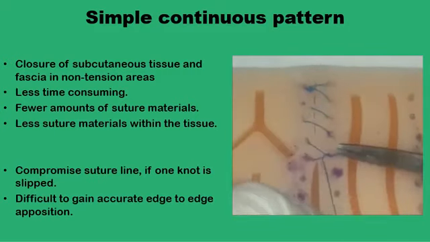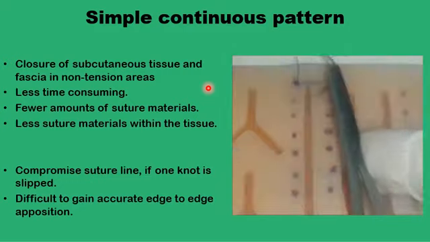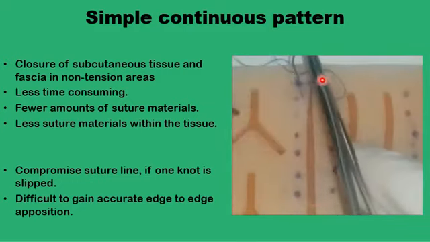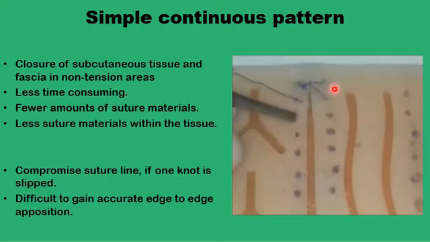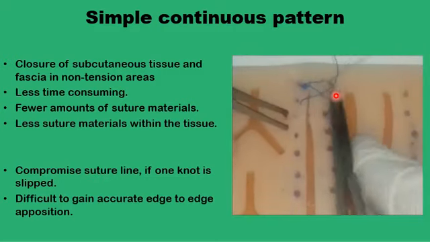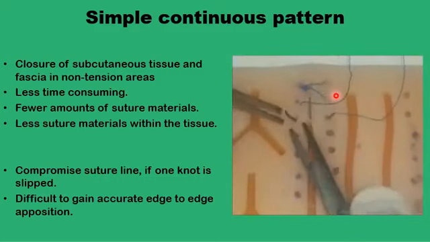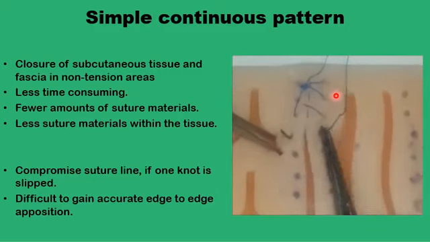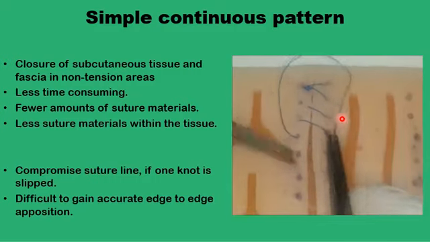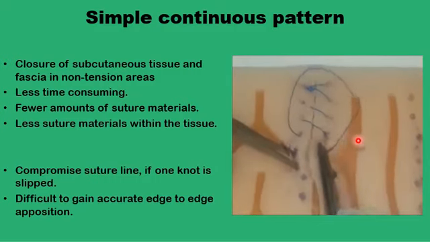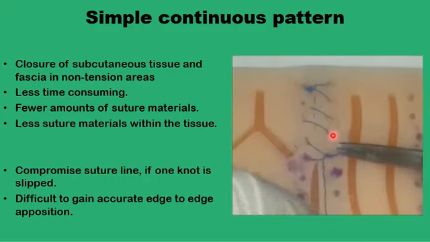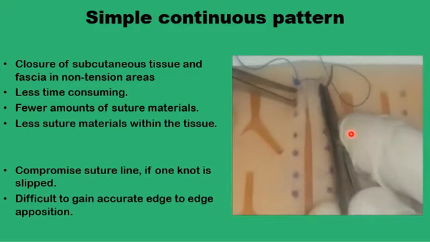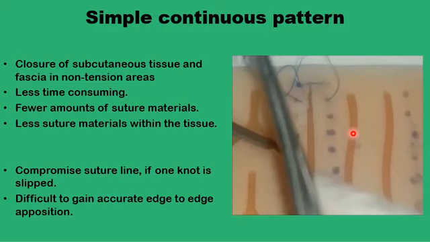In its simplest form, the simple continuous pattern starts with an anchoring suture at the top, followed by repetitive units moving from one level to the other. It does not take much time, of course. It's not very precise in opposing the edges. That's why it is mainly used in the subcutaneous tissues or in non-exposed skin.